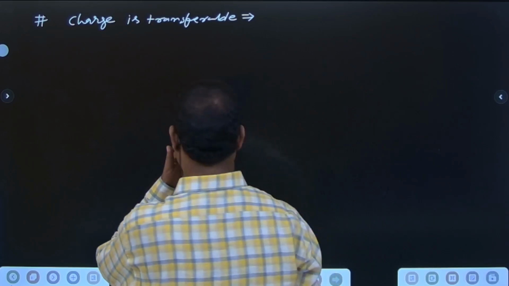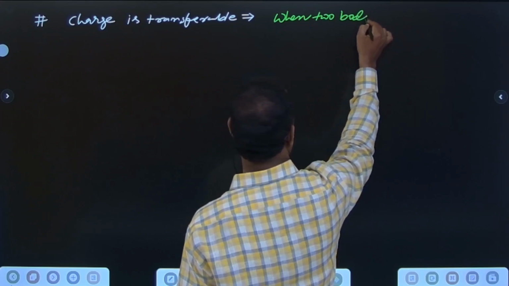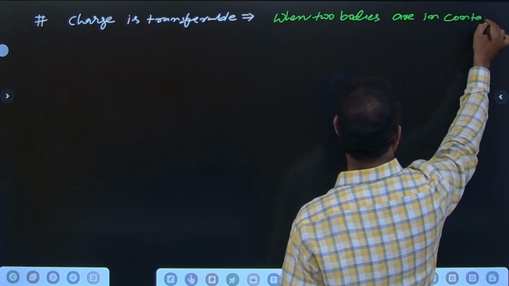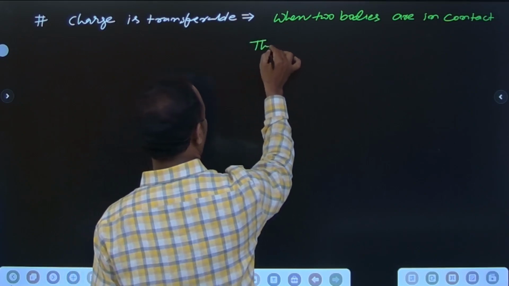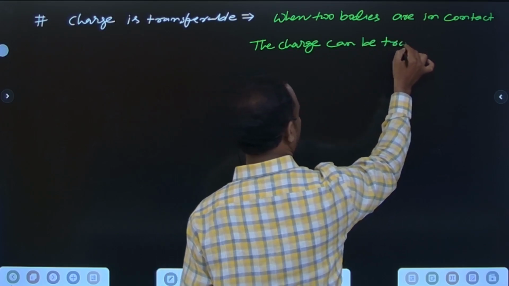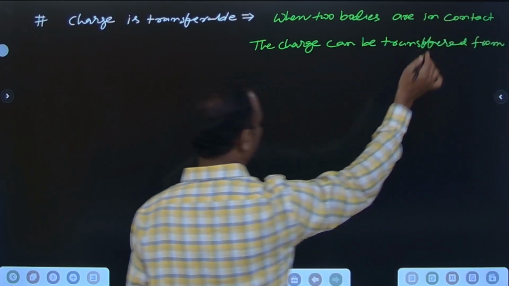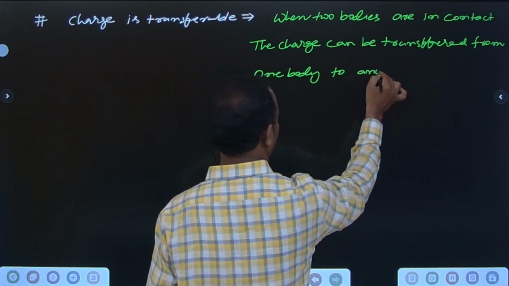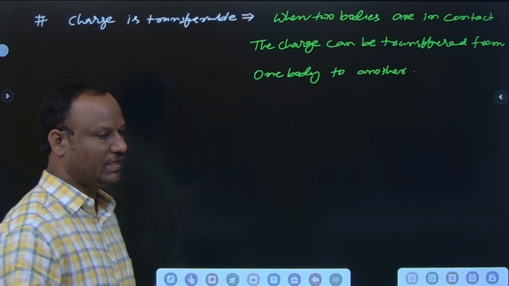For example, when two bodies are in contact, the charge can be transferred. Yes, it can be transferred from one body to another body, till it gets the equilibrium charge.